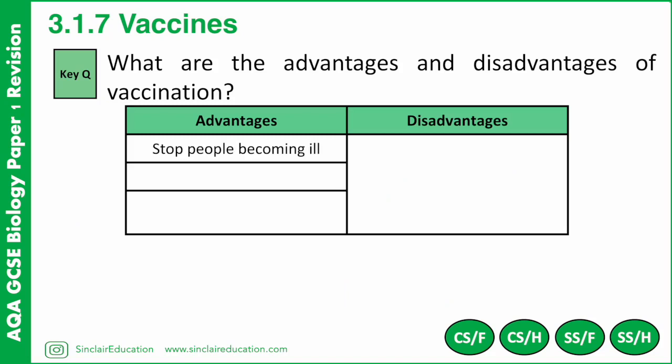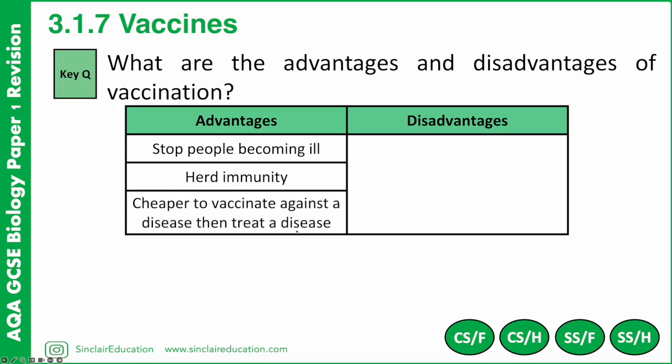Now, the pros of this is we're going to prevent people becoming ill. Our cases of measles will reduce if we've got a higher number of people vaccinated. We get this idea of herd immunity. So that idea that maybe there are people in the population who can't be vaccinated, they'll be protected by the people around them who are vaccinated, unable to transmit the disease. It's also cheaper to vaccinate against the disease in some cases than it is to actually treat it.